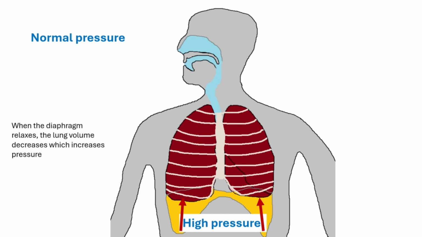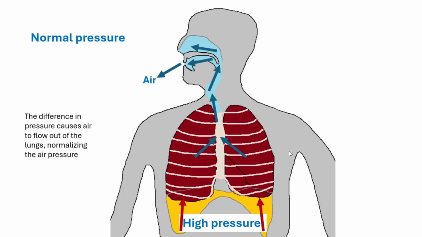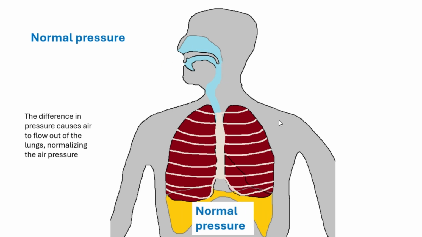Then exhalation occurs, where the diaphragm relaxes. This causes the volume in the lungs to decrease, which increases the pressure in the lungs. Then the air inside the lungs is higher pressure than the air outside the body, which will cause the air to flow from inside the lungs to outside the lungs. And this will normalize the pressure between the air inside and outside the lungs. Then the cycle will repeat.